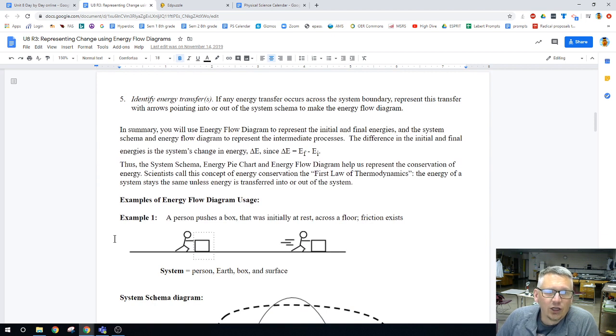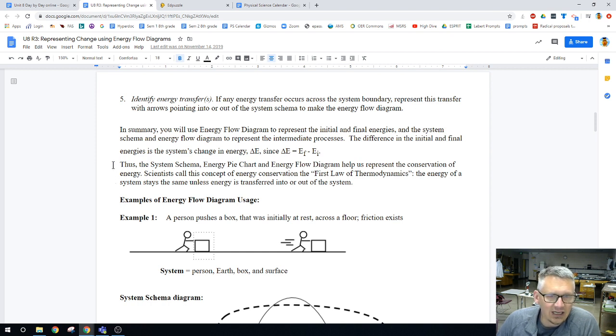In summary, you will use energy flow diagrams to represent the initial and final energies, and the system schema and energy flow diagram to represent the intermediate processes. The difference in the initial and final energies is the system change in energy, delta E. That triangle is a delta, the Greek letter delta, since delta E is equal to E final minus E initial.